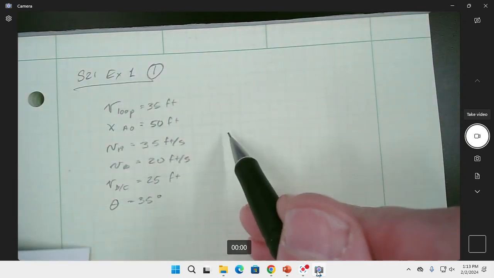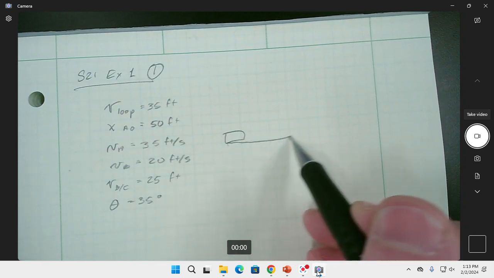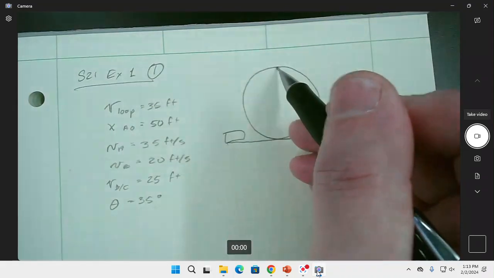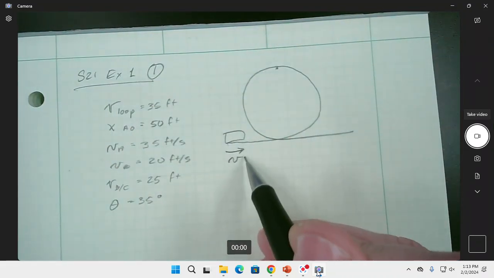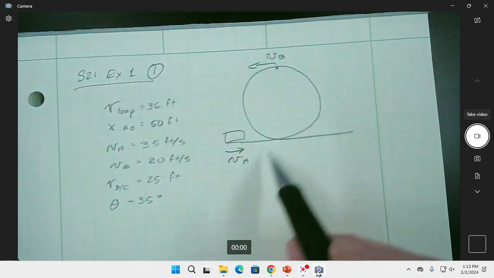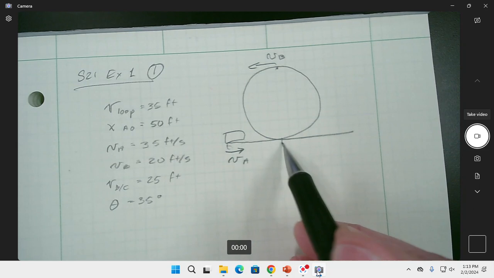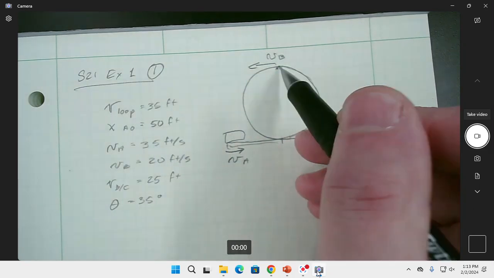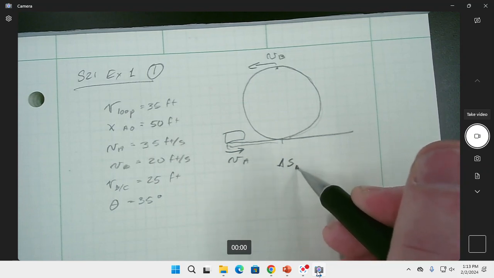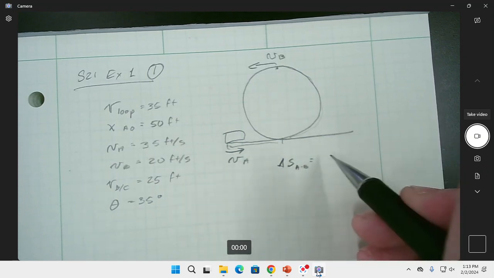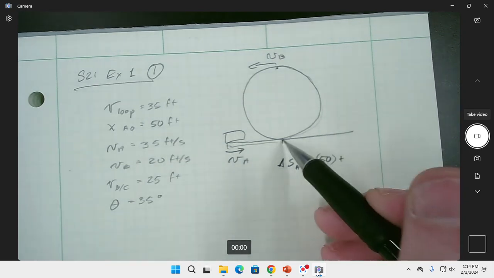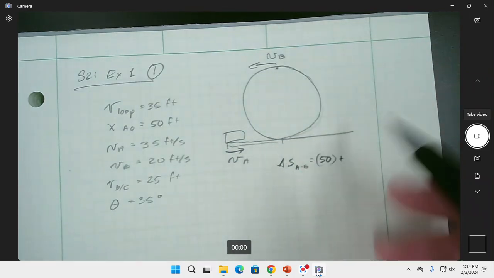So when this thing is right here, it's going to come up. I'll make it look like that right there. We know this VA right here, and we know this VB right there. So we have a distance. We could find what this distance is going to be from here all the way up to there. I might want to call this delta S from A to B. That's going to be my 50 feet plus the arc, half of a circle that's going to go right there.